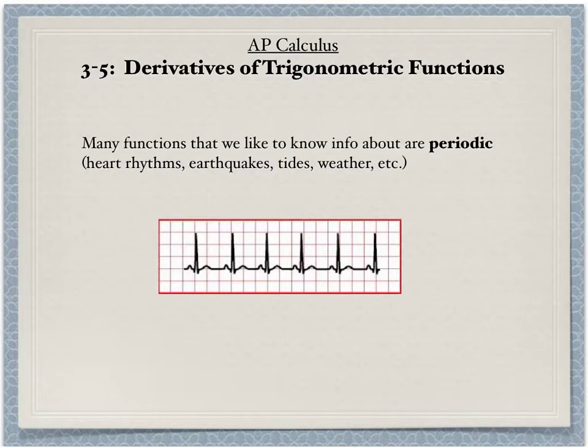Now many functions that we like to know about, as you can see, are periodic. Periodic meaning that the same cycle repeats over and over again. I've given some examples here. Here's the heart rhythm one. And oftentimes it's kind of nice to know a rate of change of these periodic functions, as in many other things. So that's why we will like to find derivatives of them.